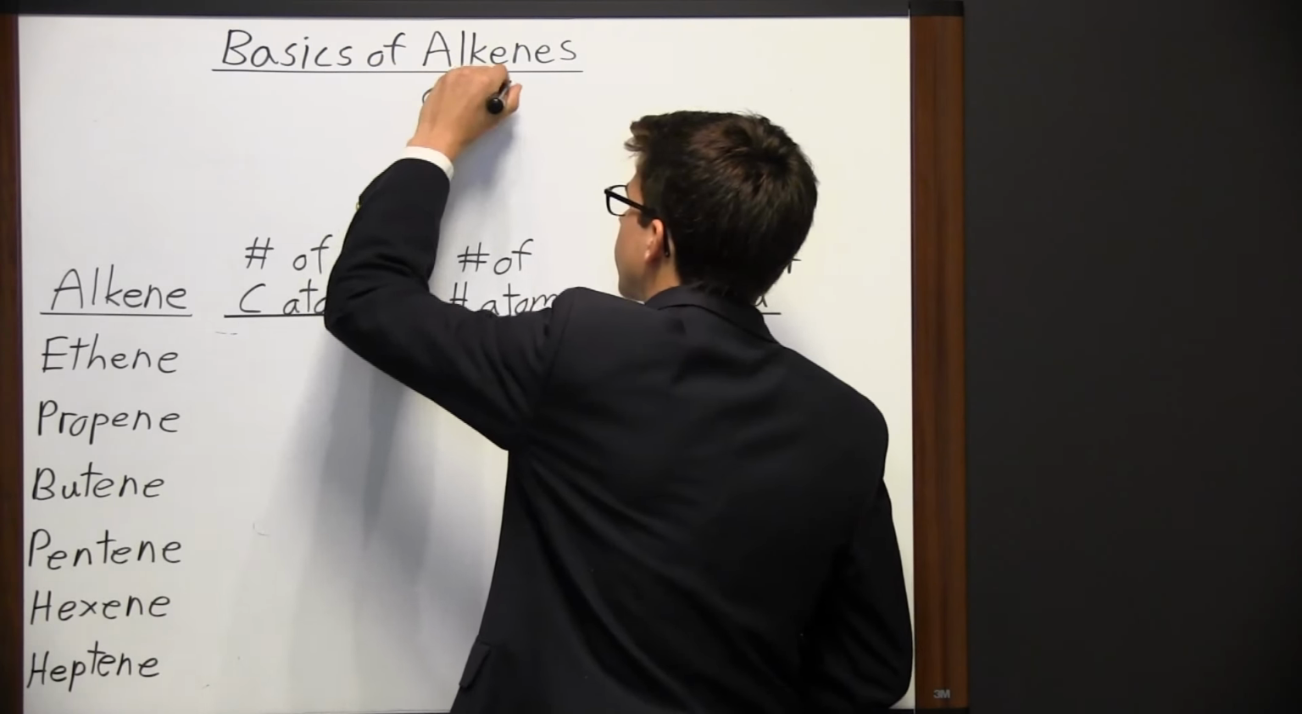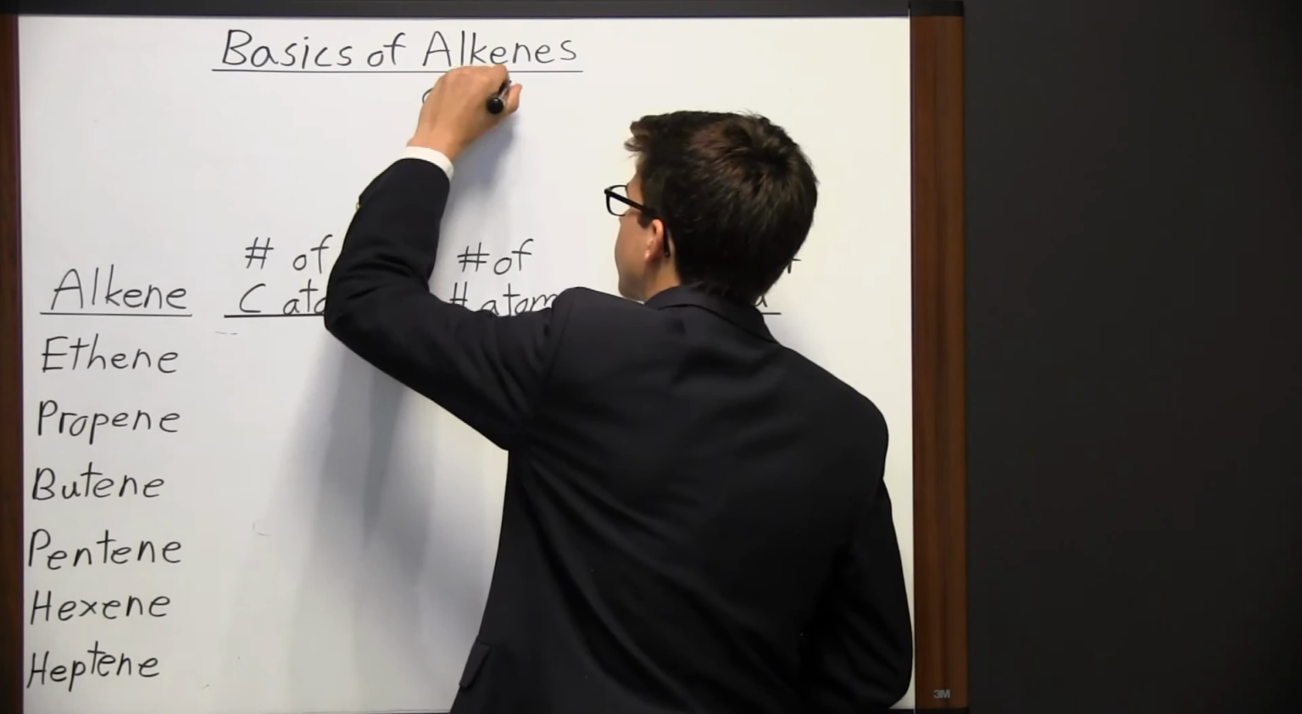So I'm going to go ahead and fill in the rest of this chart. So hexene has 12 hydrogen atoms, and heptene has 14 hydrogen atoms. And so their molecular formulas are going to be 6 carbon atoms, 12 hydrogen atoms, and 7 carbon atoms, and 14 hydrogen atoms.